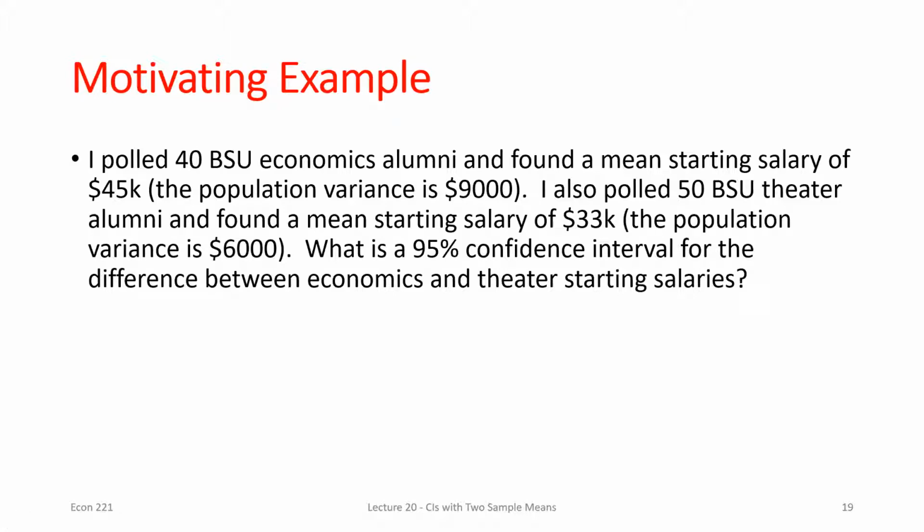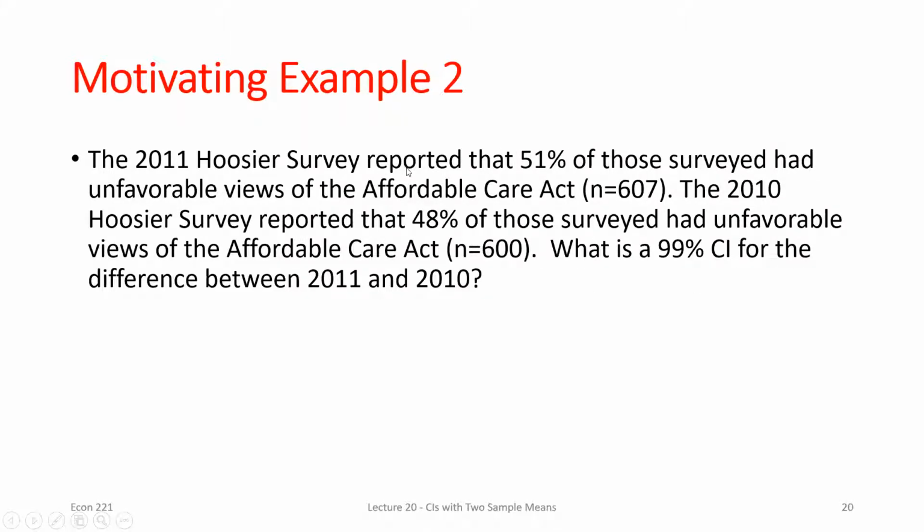We're not going to do all these today, but maybe I have a sample of econ majors and theater majors. I find sample means of 45,000 and 33,000. What would the 95% confidence interval be for the difference between these two salaries, right? And maybe I have some known population variances. Second kind of thing, what if I had the proportion of people in 2010 versus 2011 who were in favor of the Affordable Care Act? What would the 99% confidence interval be for the difference between those two time periods, right? One year it was 0.51, the other year it was 0.58, okay?